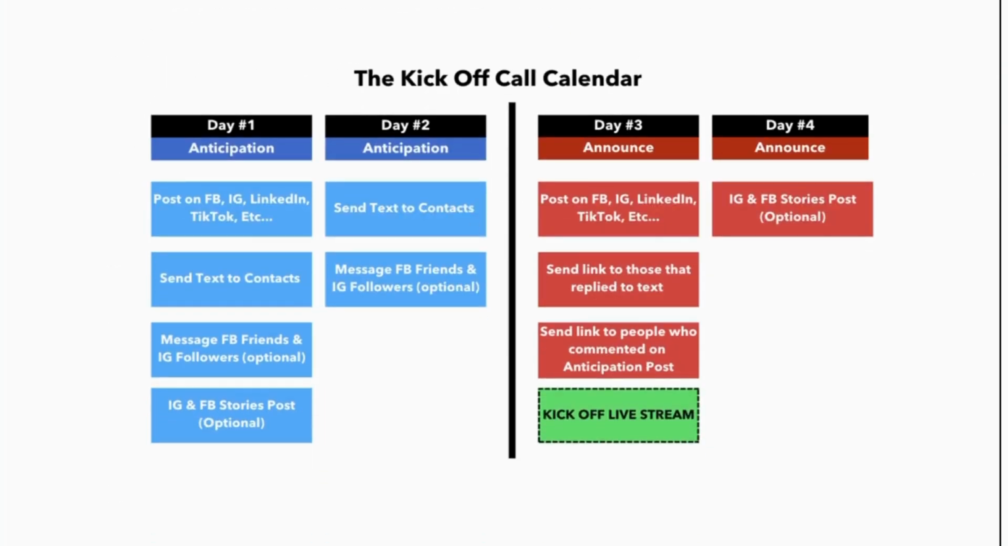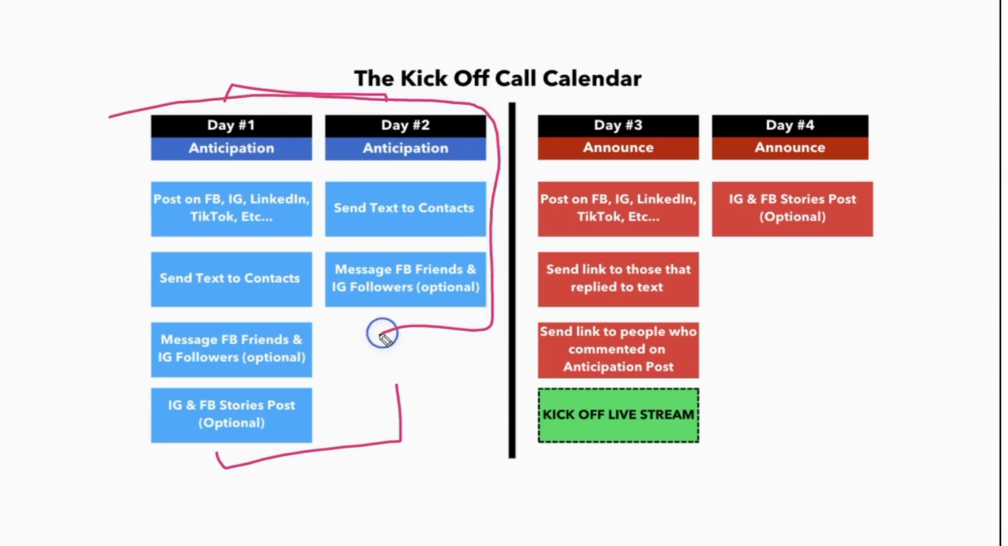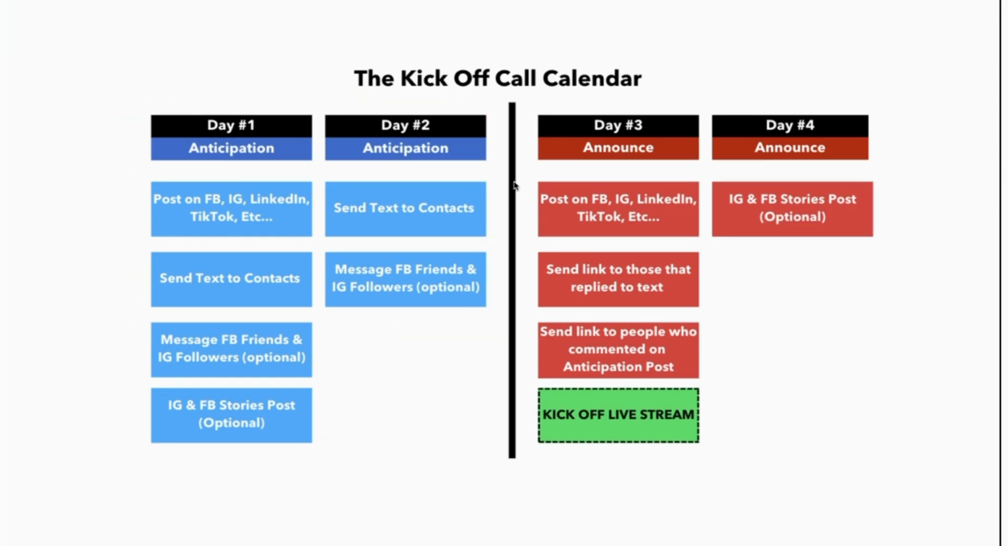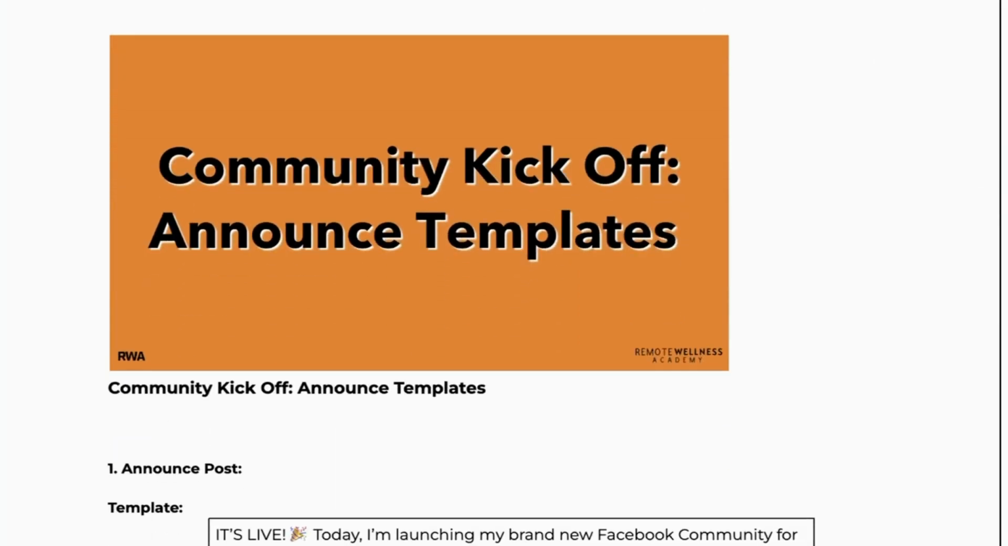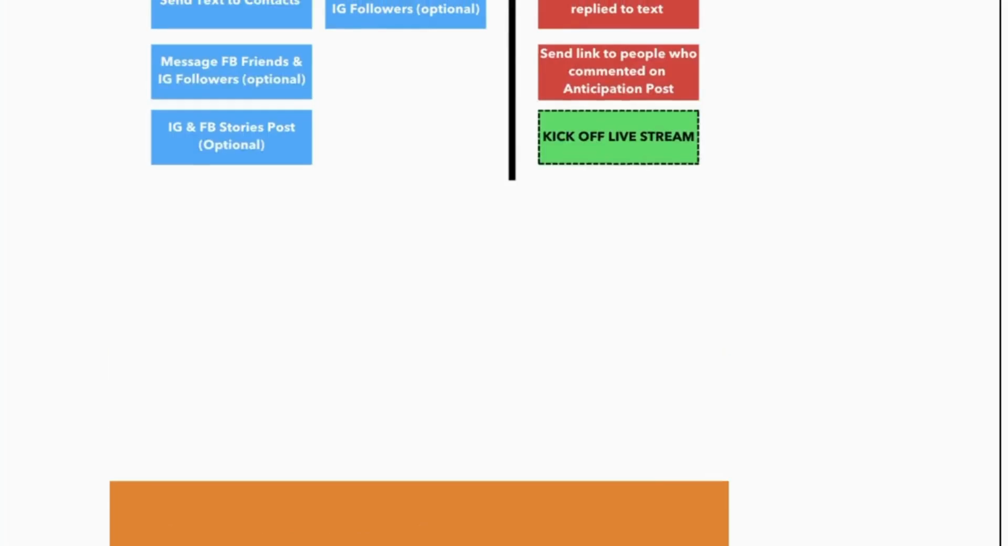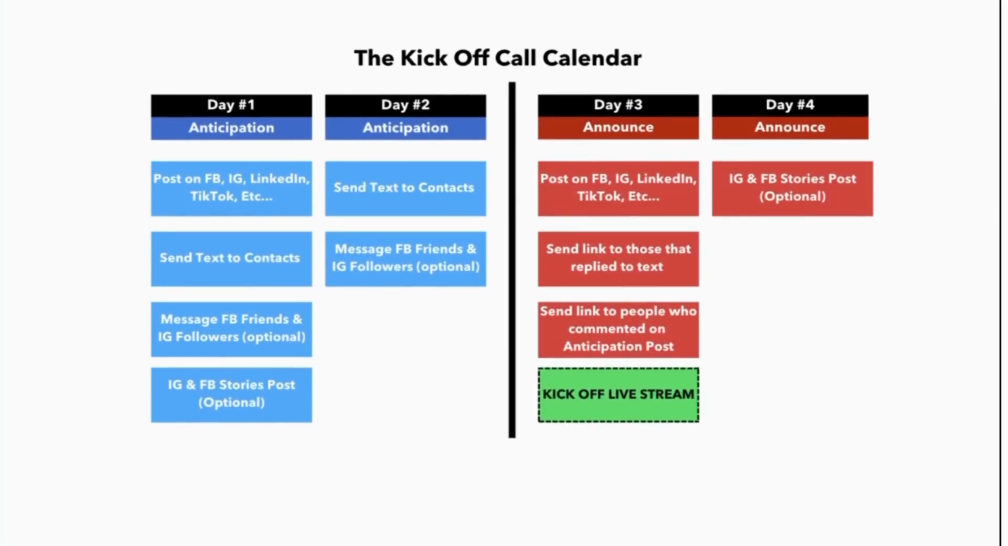So that is what we just wrapped up here. And then you actually have your Facebook post and Instagram story as well. So that covers our entire anticipation template. And this is where you're going to be creating anticipation for your community. Now, the next thing that we want to dive into is going to be the community kickoff announce template. So we have the anticipation templates. Now, this is going to be the second part, which is going to be the announce templates. And this is what we're going to be diving into right now.